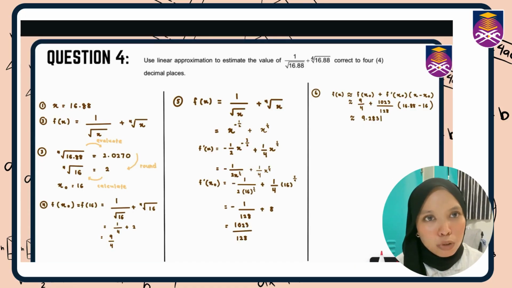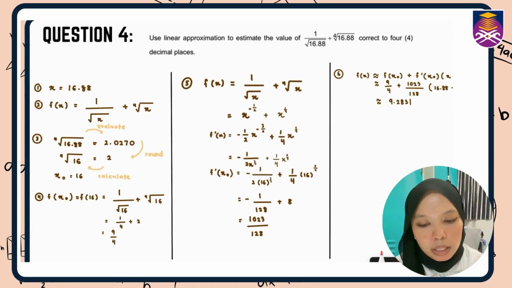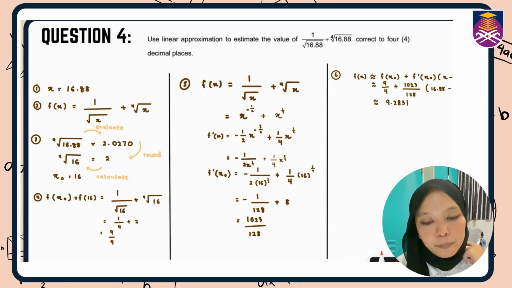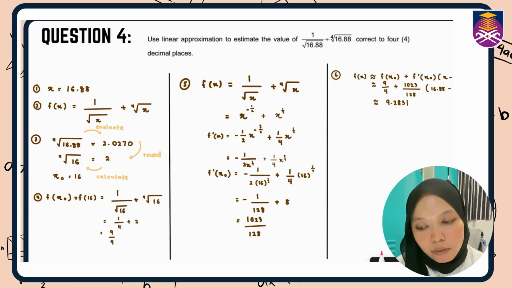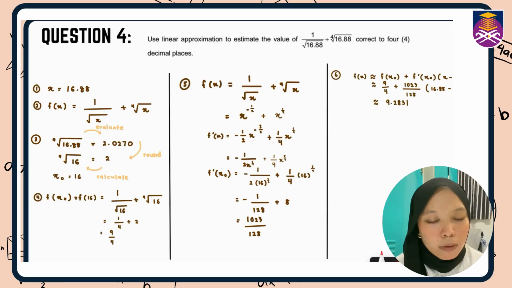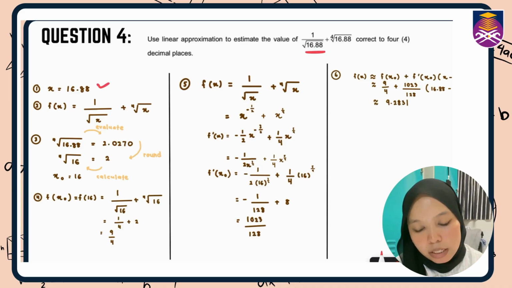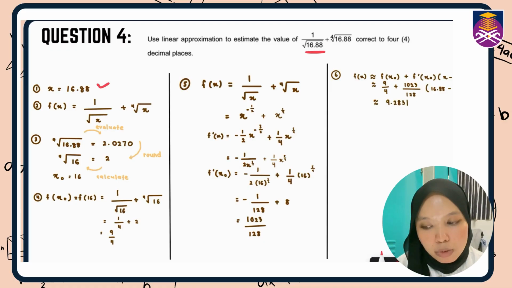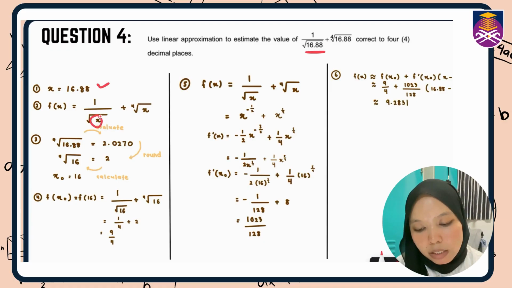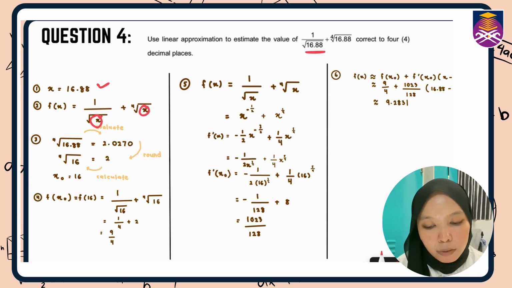So the problem solution here is we need to find all the requirements needed by the formula. First thing first, we need to find the value of x. So the value of x is usually given in the question and is usually in decimal form. As we can see, there's only one value in decimal form here, which is 16.88. So our value of x will be 16.88. Moving on to the next step is to define the function by substituting x into the value. So it will be 1 over square root of x plus the fourth root of x.